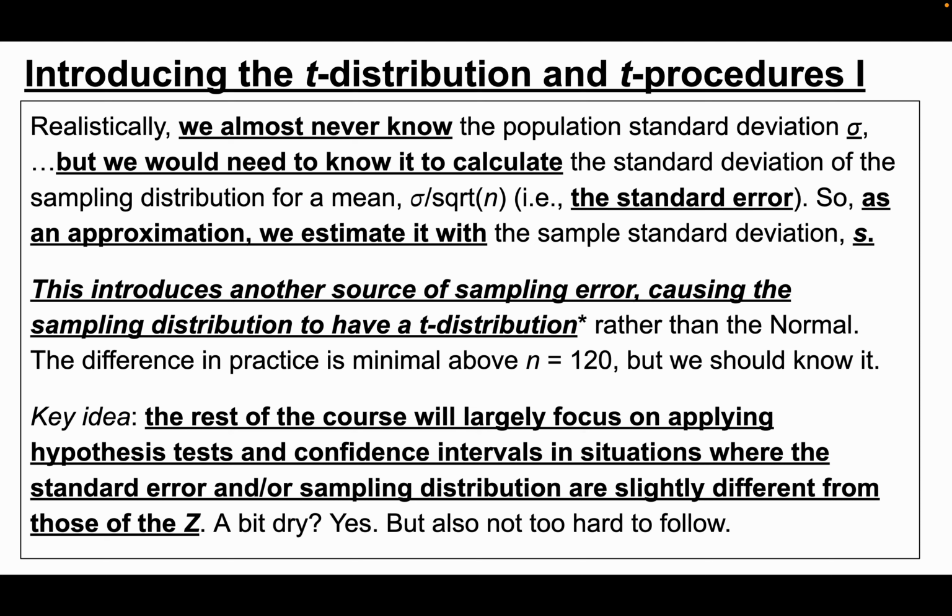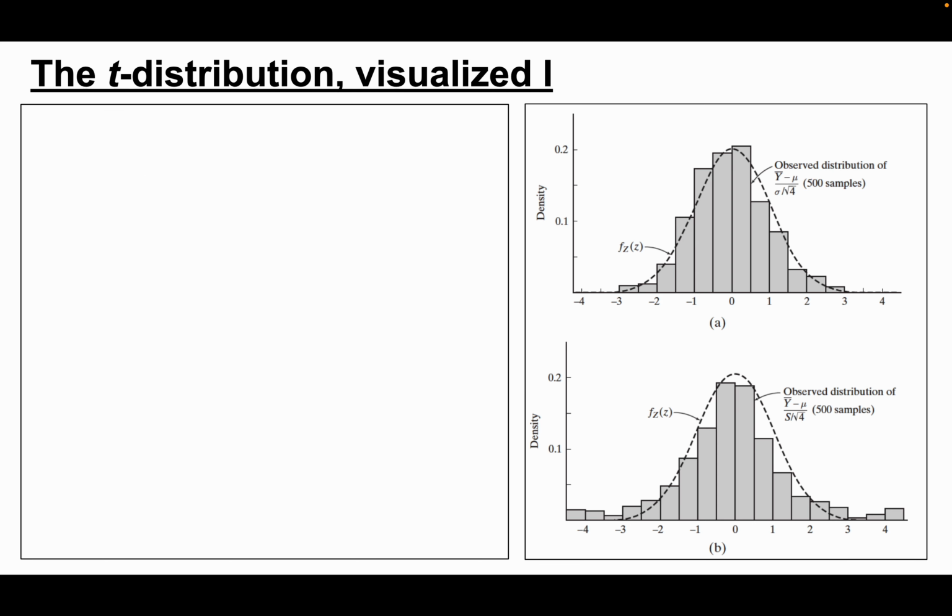By the way, here's a key idea. A giant share of what comes next in statistics can basically be boiled down to applying hypothesis tests and confidence intervals to situations where the standard error or the sampling distribution might change a little bit, but we're basically following the same logic that we've been learning for the use of z-statistics. So is that a bit dry? Yes, but it also means that what comes next is conceptually all of a piece.